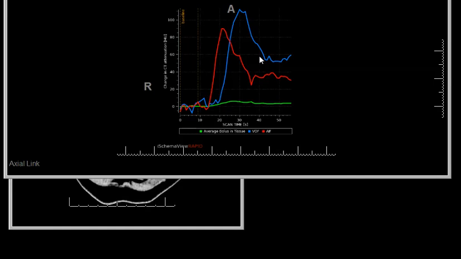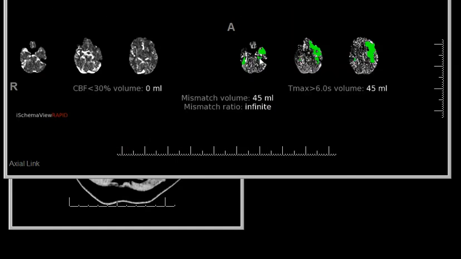So here are the perfusion images. We show that there's a large mismatch volume because the CBF less than 30% showed 0 milliliters. I think it's because the ischemic core is dead already, so it didn't show the relative flow difference compared to the rest of the brain. So basically showing that there's a large mismatch.